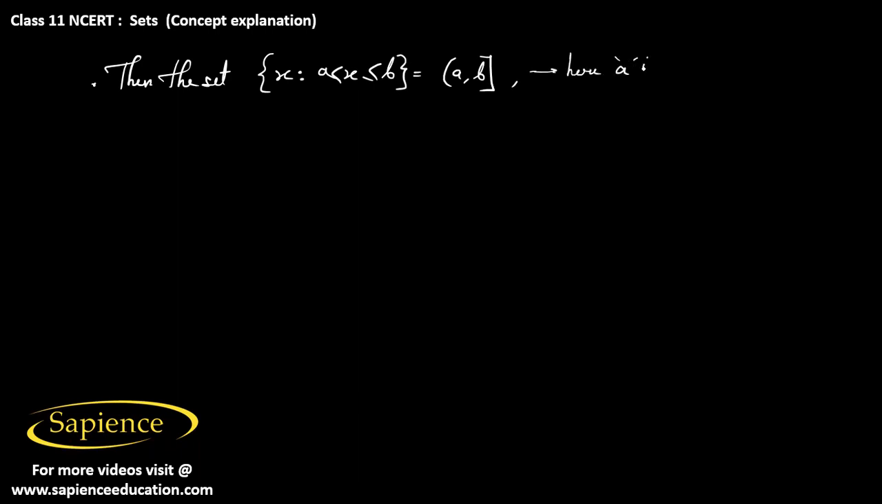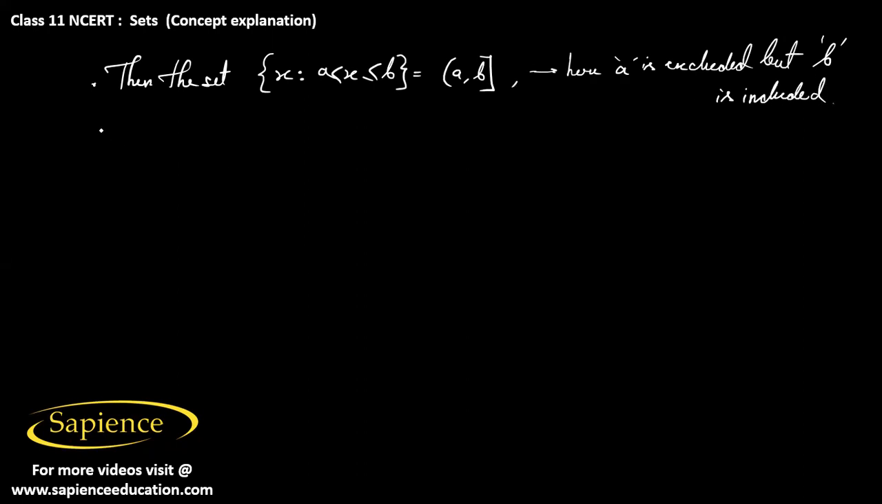And then the set of all those X such that X is greater than A but less than or equal to B. Here A is excluded but B is included. Therefore, at the end A it will be open, and at the end B it will be closed.